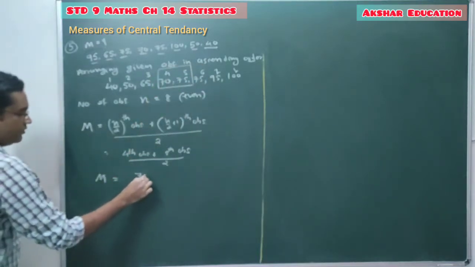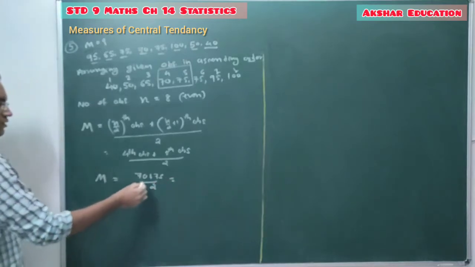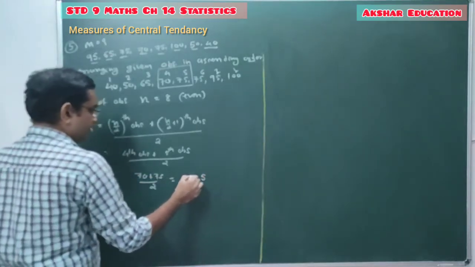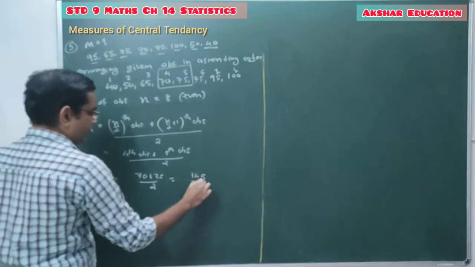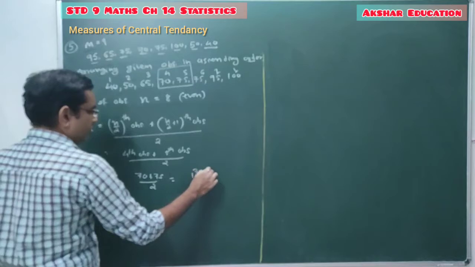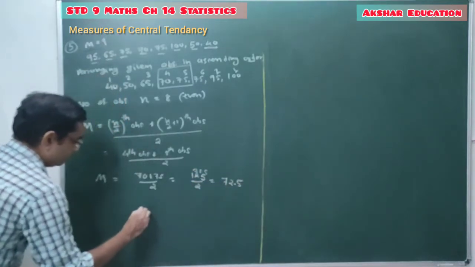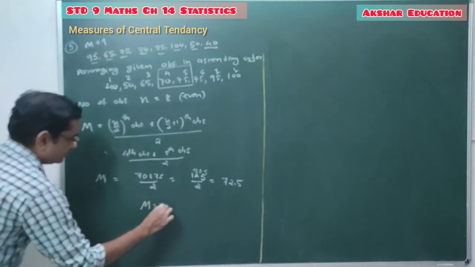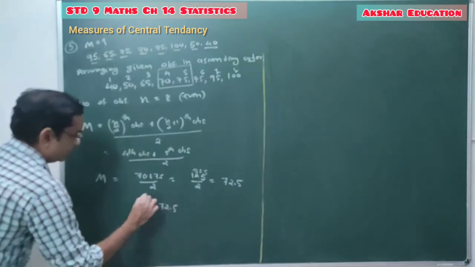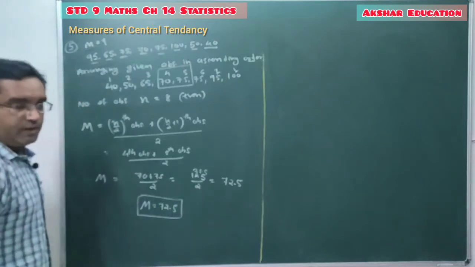Which is 70 plus 75 by 2. So 0 plus 5 is 5, 7 plus 7 is 14, by 2. So 2 7s are 14, 2 2s are 4, 2 5s are 10. So it's 72.5. So the median of the given data is 72.5. Clear, students? So this is how you can find the median.